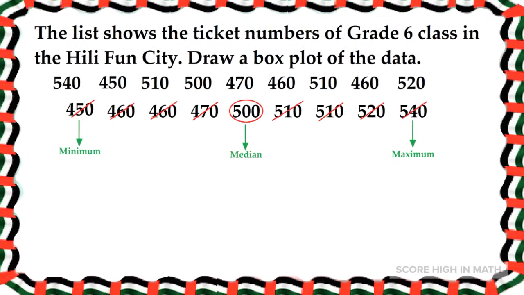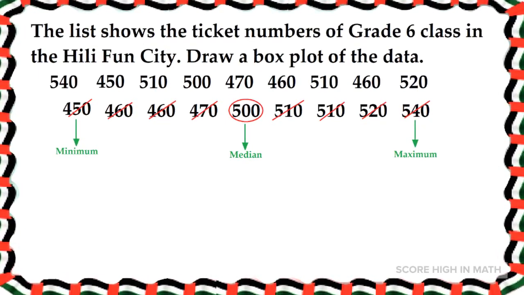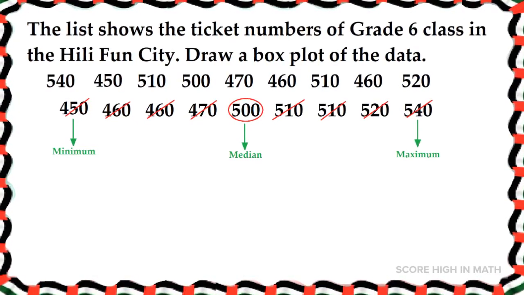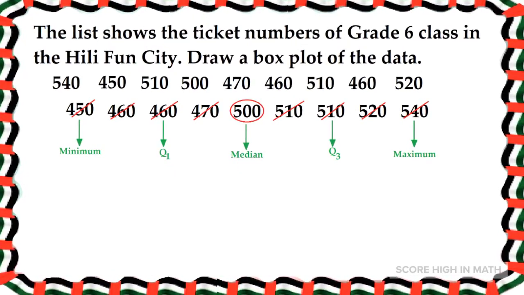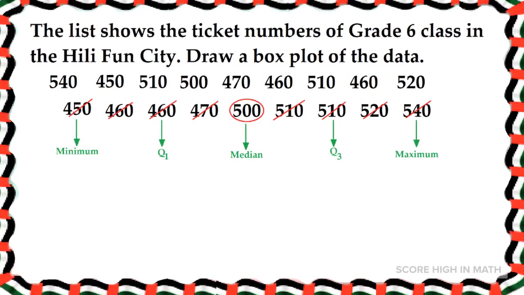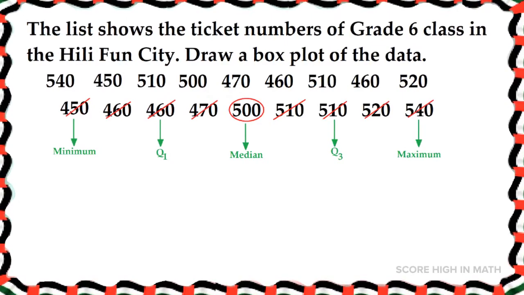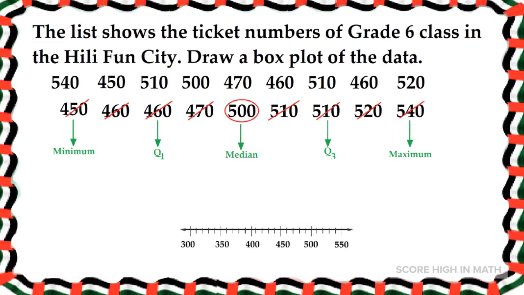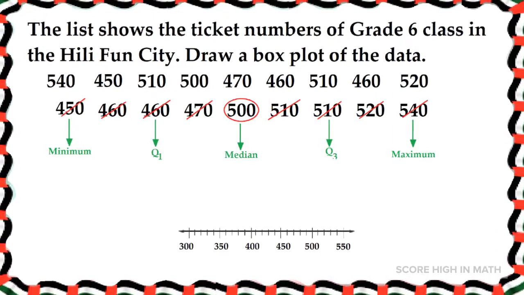You are going to cross out the numbers on both sides starting from the outside until you get into the middle number. The middle number here is the median. It's 500. Now, you are going to get the middle number from the minimum up to the median, which is the first quartile, and the middle number from the median up to the maximum, which is the third quartile. All the data that is required for the box plot are identified. Now, let us draw a number line.